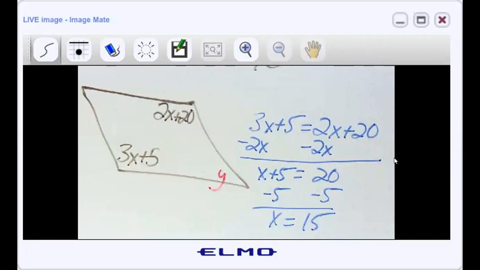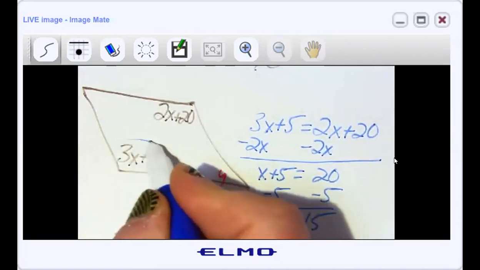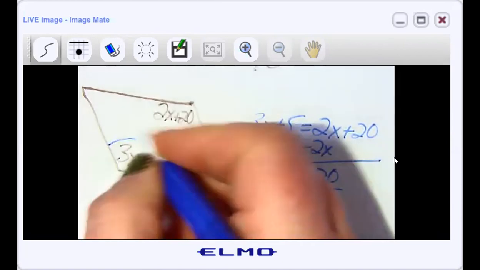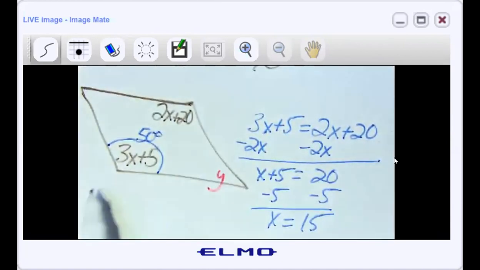How? Here's how. If you know that x is 15, x is not the measure of this angle. This angle is 3x plus 5, right? So you'd have to take x and plug it back in and see what you get for this angle. So 3 times 15 plus 5 means that this angle actually measures 50, because 3 times 15 is 45 plus 5 is 50. So now if you know that this angle is 50, this one that I marked y, they are consecutive. So these two have to add up to be 180. So that's how you know y has got to be 130.